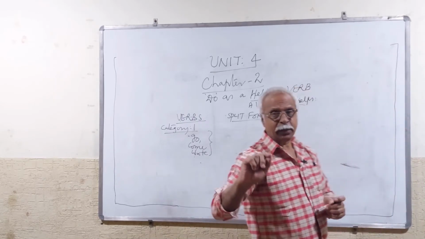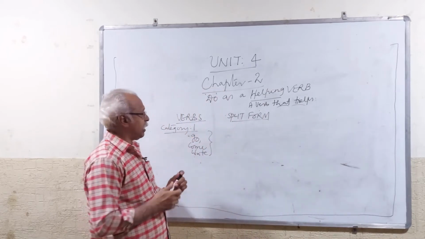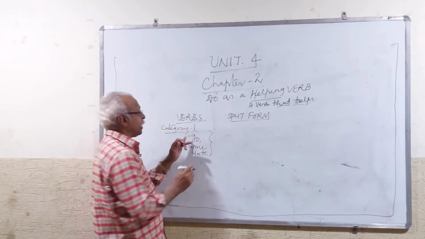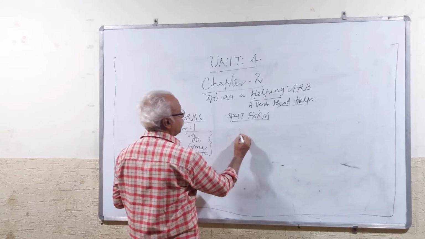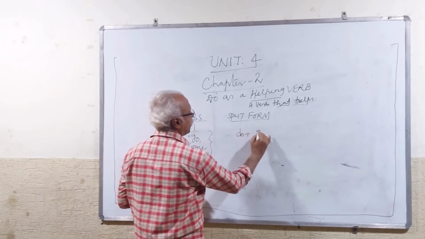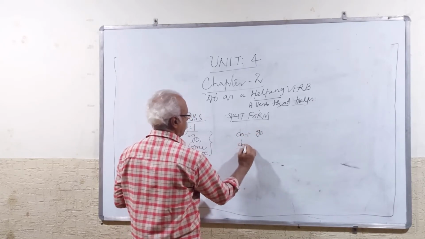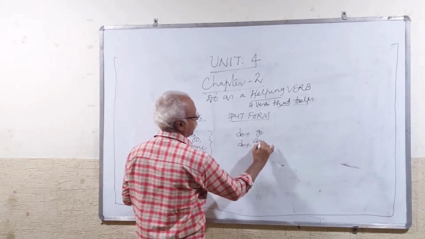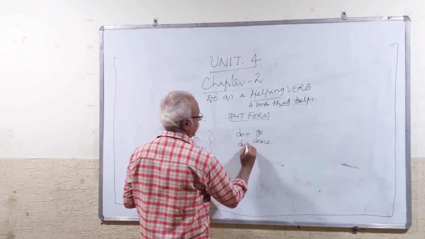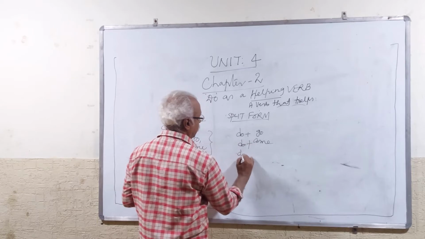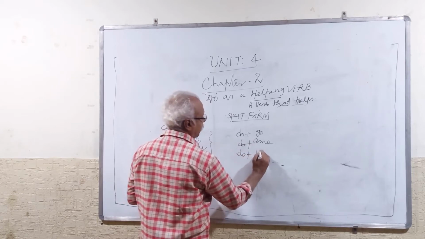Okay, if you find a present tense verb in a sentence, try to keep this rule in mind. These are to be split like this: do plus go, do plus come, and again do plus write.